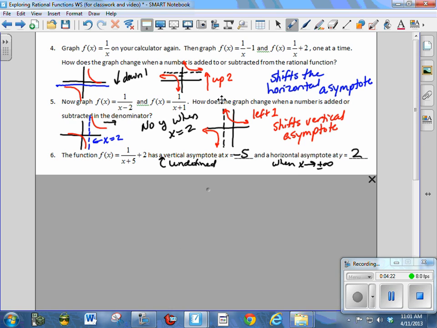And then number 6 was, could you apply what you learned in number 4 and 5? So you should notice that there is a vertical asymptote at -5, because that makes the denominator equal to 0, and a horizontal asymptote at 2.